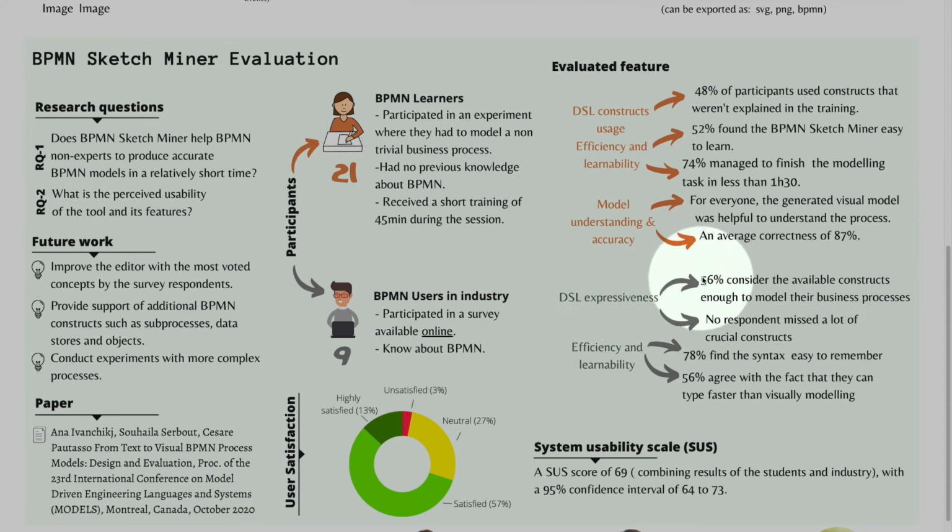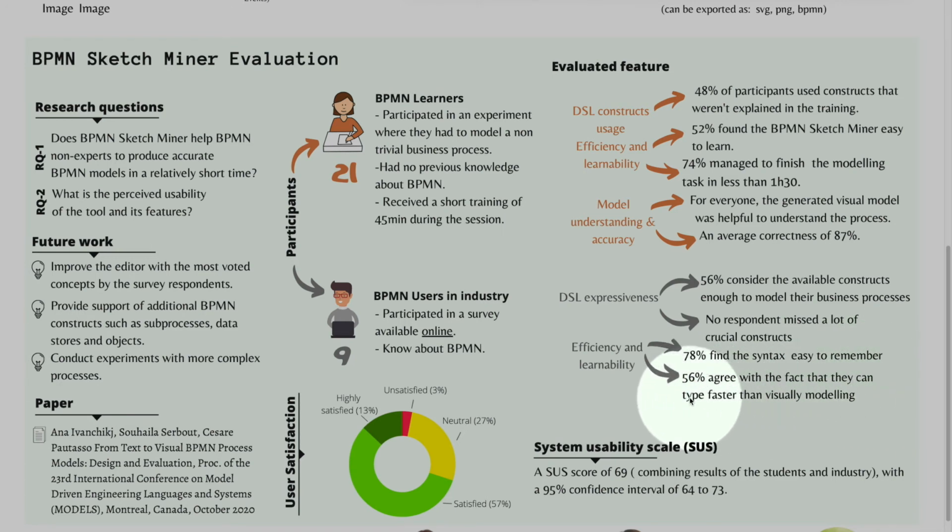56% of them considered that the available constructs are enough to model their business processes, and also no one of the respondents said that he missed a lot of crucial constructs. We also got an idea about the efficiency and the learnability of the tool, where 78% of the respondents find the syntax easy to remember, and 56% of them agree that they can type faster than visually modeling.